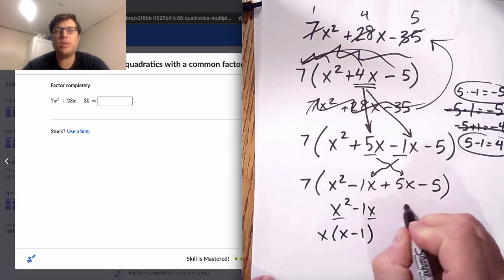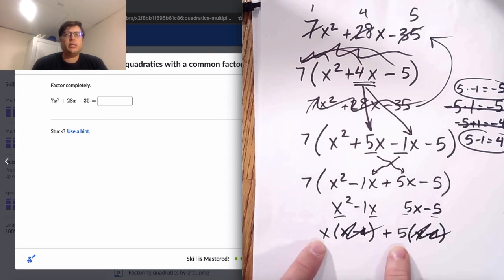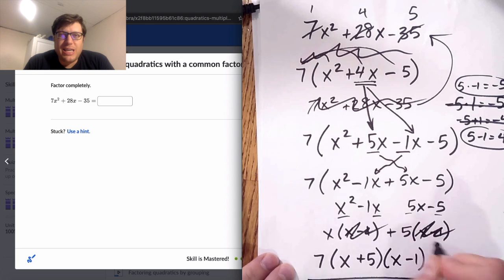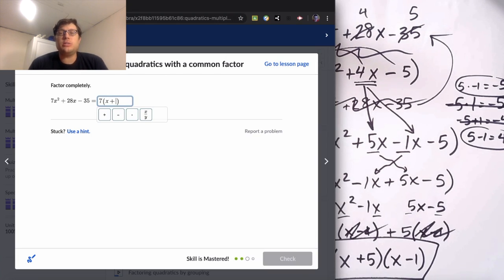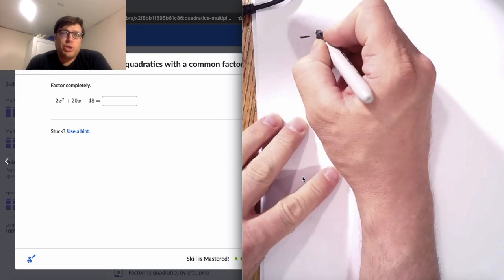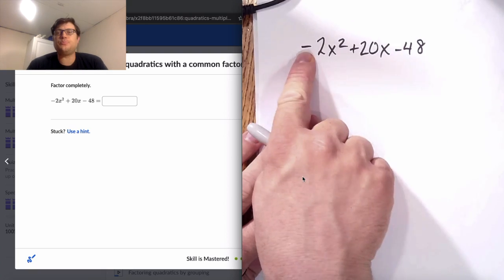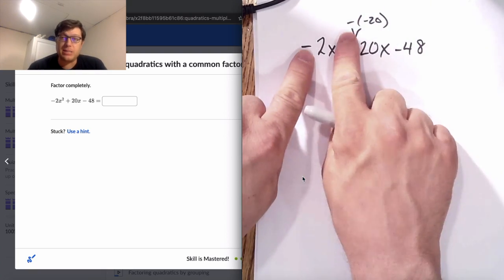So we get 7 times x plus 5 times x minus 1. This last question I want to make sure I shared with you because it starts with a negative. And yes, you should factor out negatives to get x squared by itself. In order to do that, you have to divide everything by negative 2, which you can because they're even. That means positive 20 becomes negative 10, and negative 48 becomes positive 24.